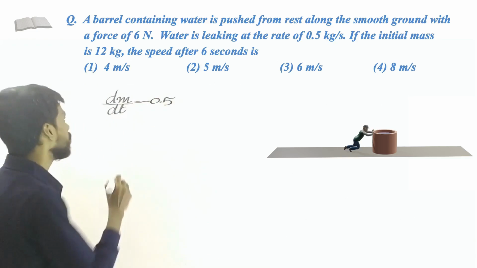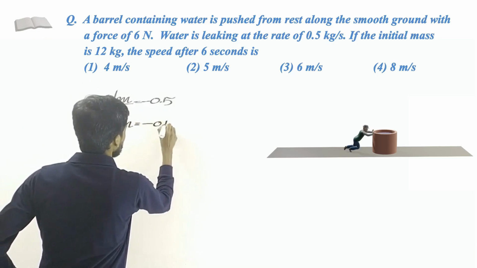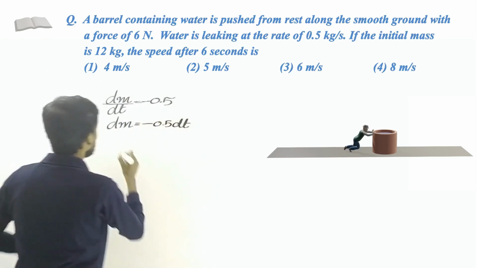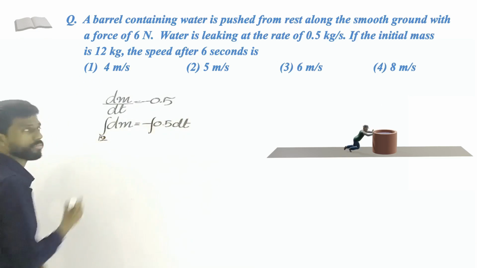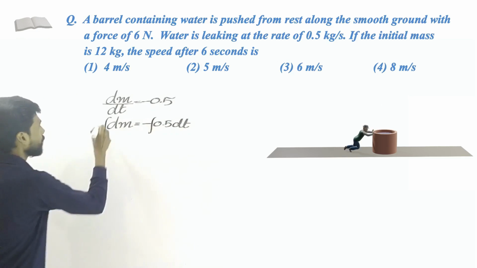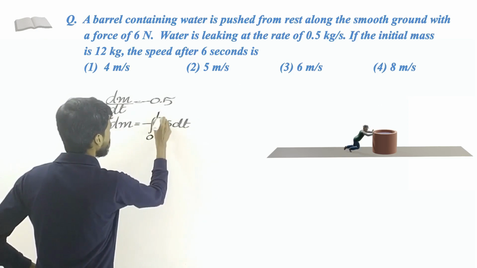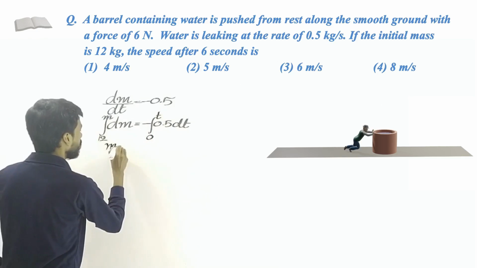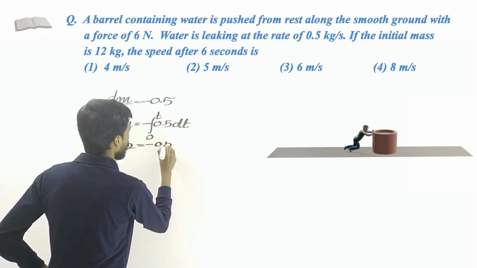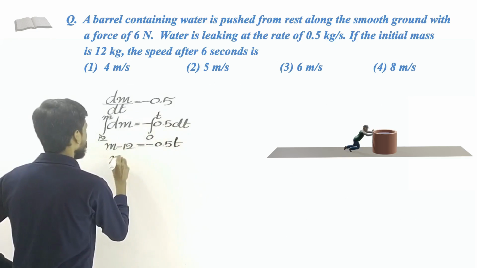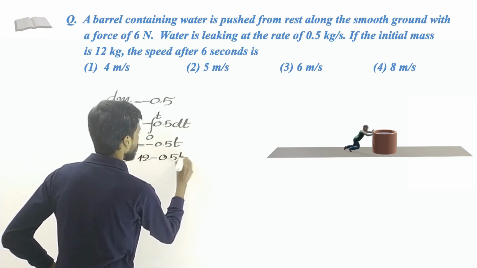Okay, now let us find m. We have to do some integration here. So dm equals minus 0.5 dt. Let us do the integration. The initial mass is given, so that is 12 kilogram, and the mass at a particular instant is m, and the time goes from 0 to t. So this is m minus 12, which equals minus 0.5 t. So we get the value of m as 12 minus 0.5 t.